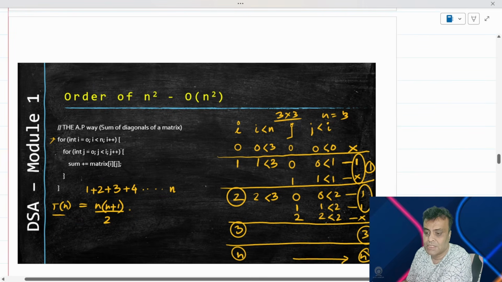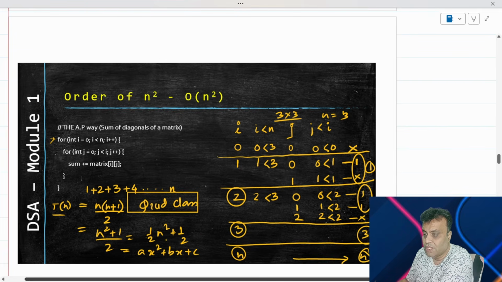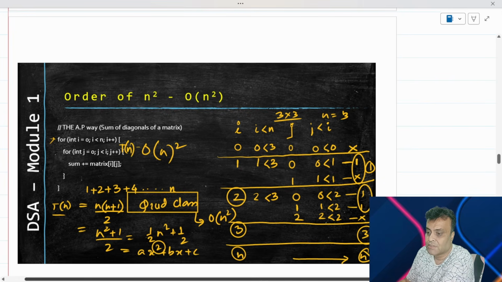If my formula for Tn is this, then what does this translate to? Can I say that this is n square plus n by 2, which can be represented as half n square plus half n? Can I not say that this is equal to ax square plus bx plus c? I can say that. So what class of polynomial does this fall under? This falls under the quadratic class of polynomial. And for a quadratic class of polynomial, the highest degree is 2. So therefore, this will be an order of n square. So this also is an order of n square as far as time complexity is concerned.